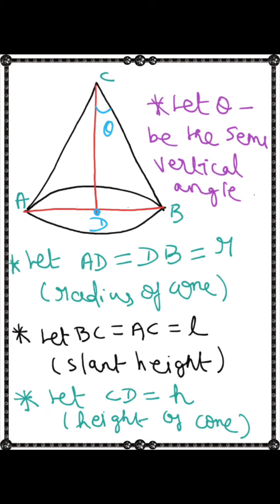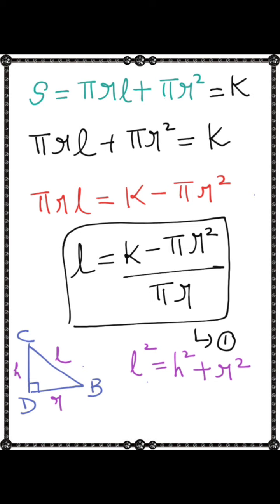The vertical angle I have marked as theta, so theta is the semi-vertical angle. AD and BD are both radius, CD is the height, and BC and AC are the slant height of the cone. As given in the question, surface area is given, so I have just written the formula and equated it to K.